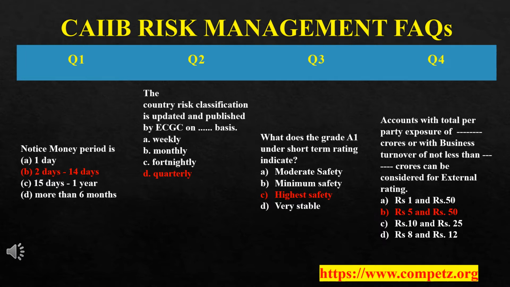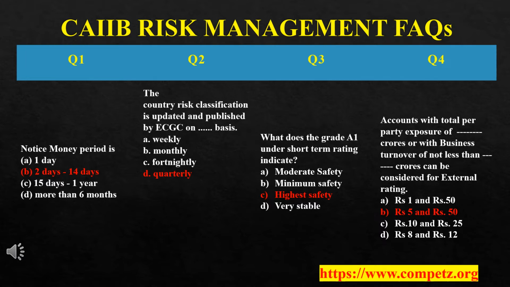Okay, the next comes risk management. Risk management means which risk? The country risk classification is updated and published by ECGC on which basis? The options are weekly, monthly, fortnightly and quarterly. So the answer for this is D, quarterly.